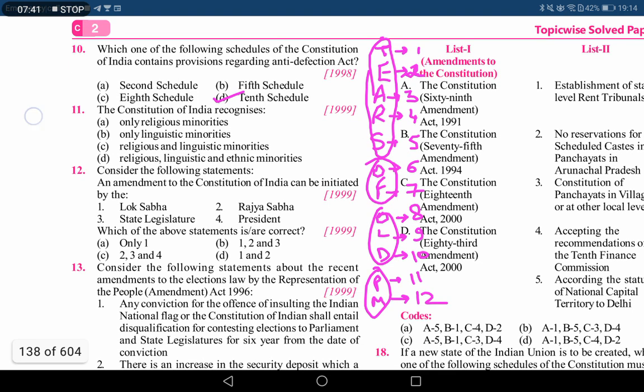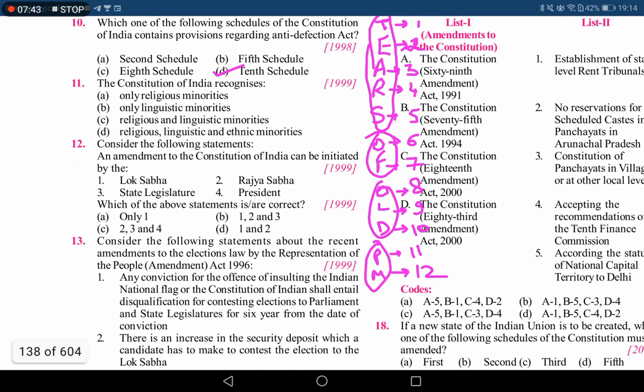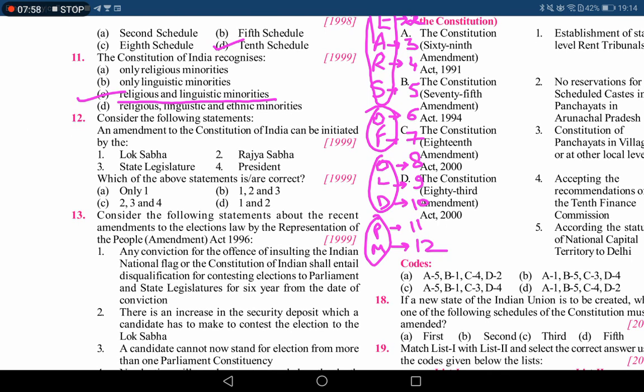Next we have, the Constitution of India recognizes. So the Indian Constitution recognizes both religious as well as linguistic minorities. But it does not define the term minority, but it recognizes religious and linguistic minorities. There is no mention of ethnic minorities. Okay, so option number C will be the correct answer.